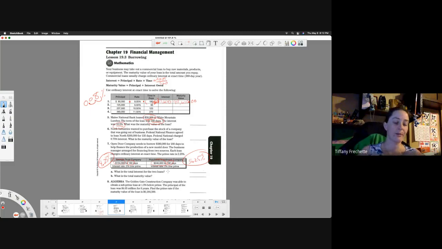So we definitely want to make sure we do these calculations. So you're going to do both of them and add them together. You're going to get a total. And that'll be part A here, your total interest for both. What's the maturity value? So you're going to add them together.